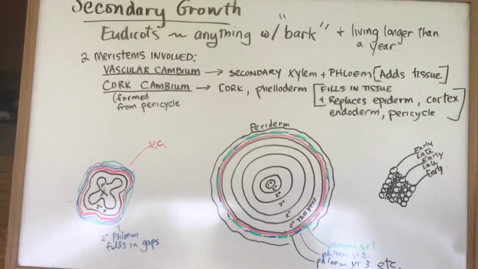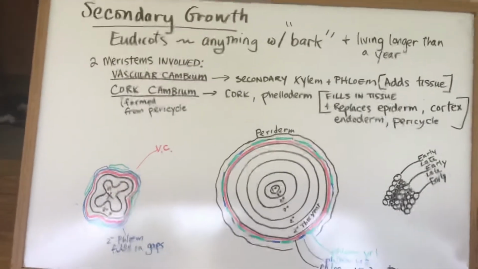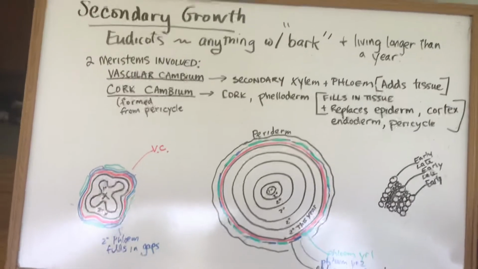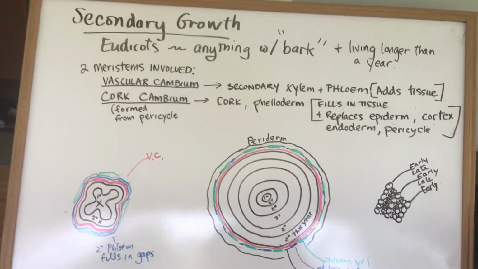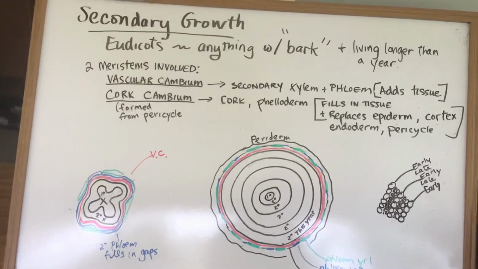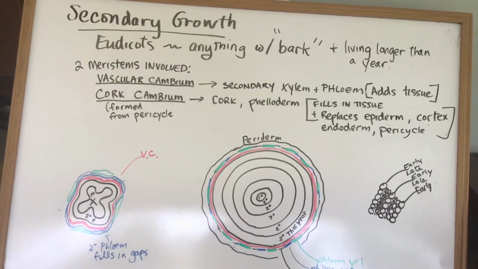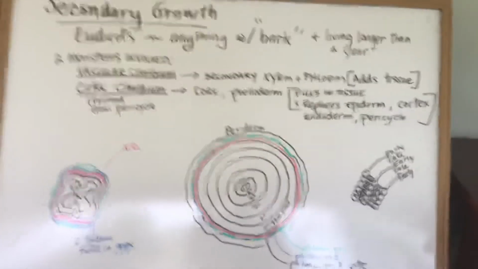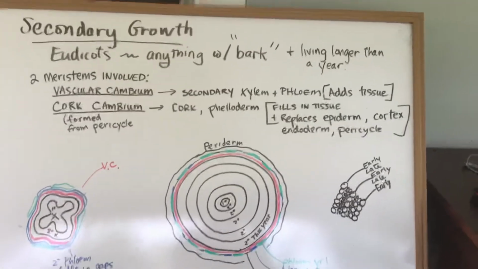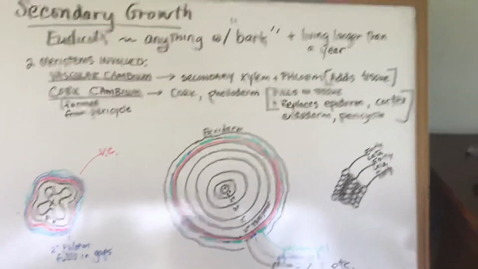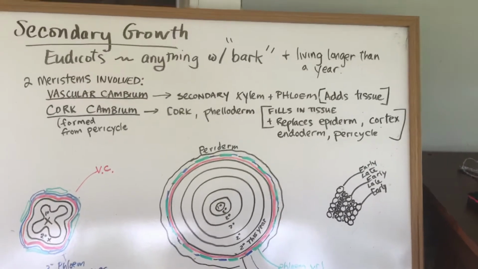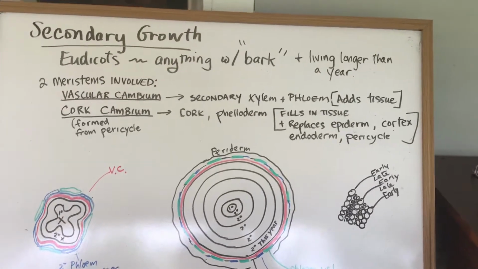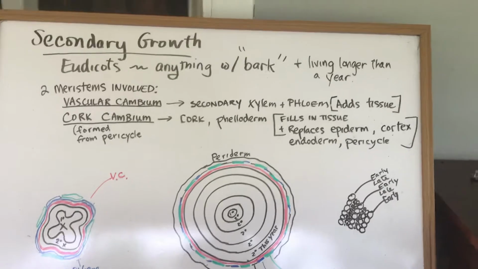The cork cambium is going to be formed from the pericycle, and it is going to be making the periderm, which is going to include the cork cambium, but it also includes cork and phelloderm. And it is going to fill out broken tissues. We're going to talk about why that is. And it will replace the epidermis, cortex, endodermis, and the pericycle, because the pericycle becomes the cork cambium.